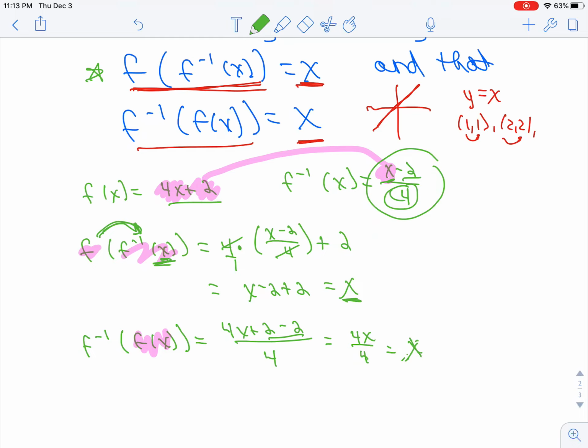So again, what we see is that the composition of a function with its inverse, in both orders, acts like the identity function, and that's an important thing to remember.